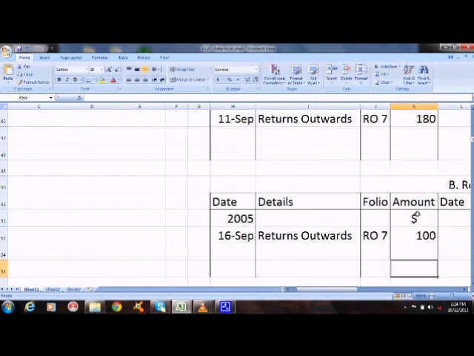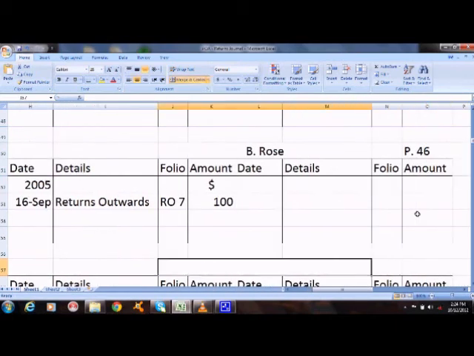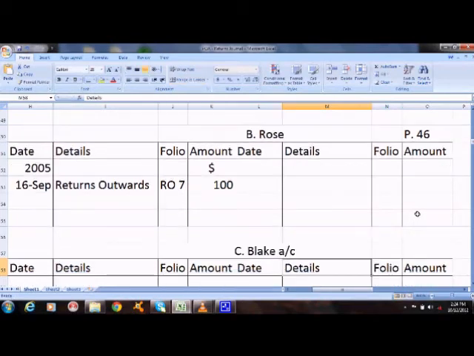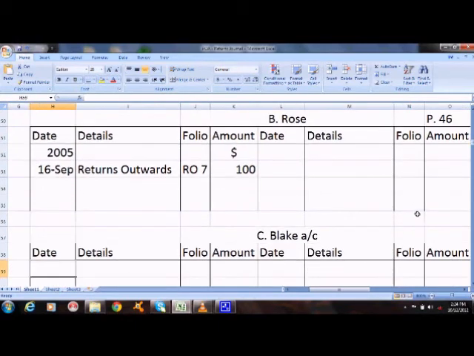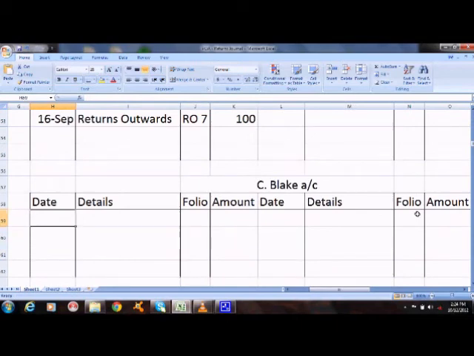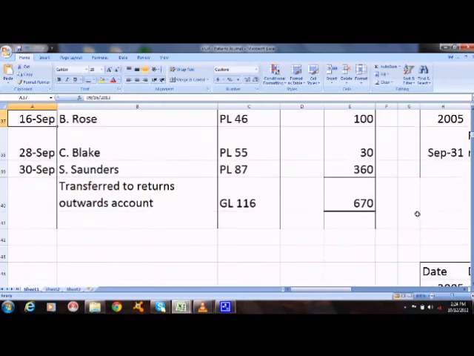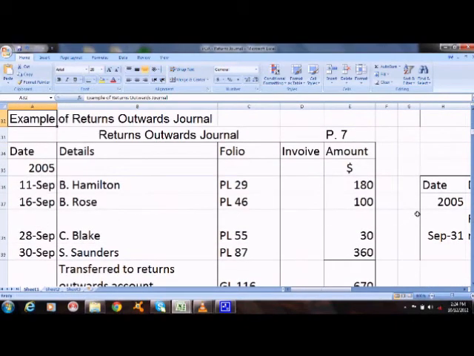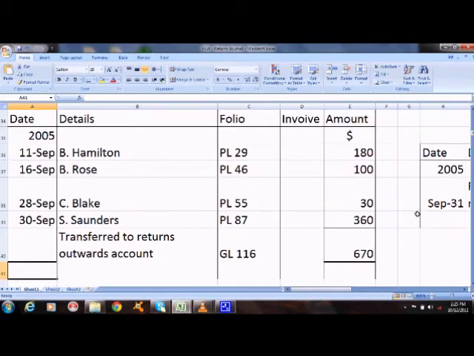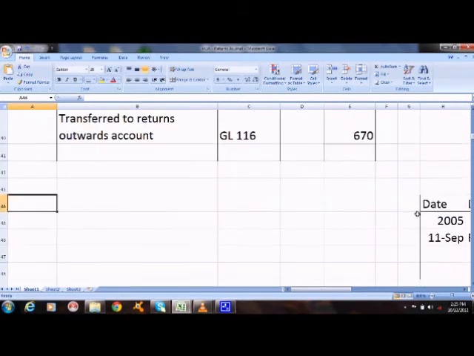Now the next person is Mr. C. Blake. I would have hoped that you would have written down that journal before you went any further in watching this video. So now I'll ask you to pause the video at this time. If you have not written it down, pause the video and write down this information. Pause it, write it down, everything. Thank you very much.